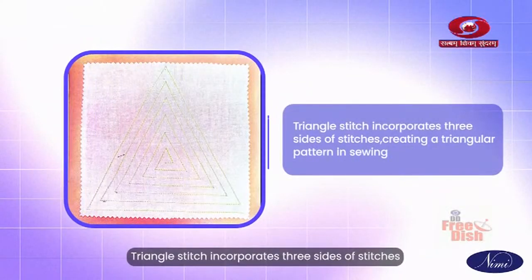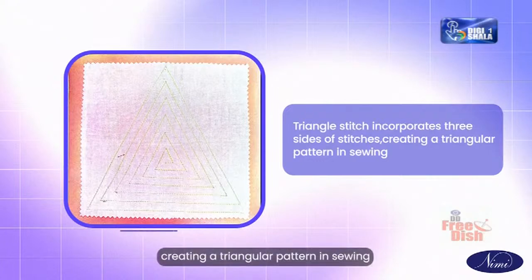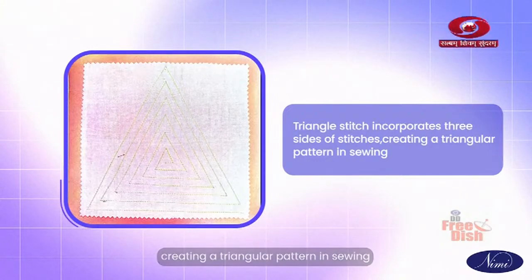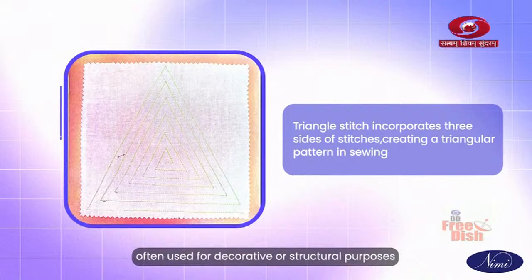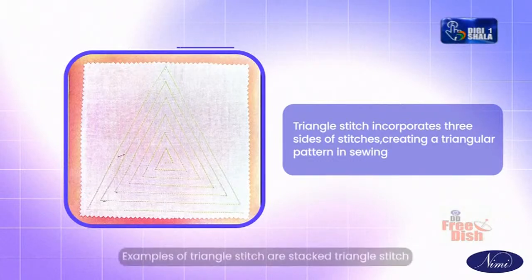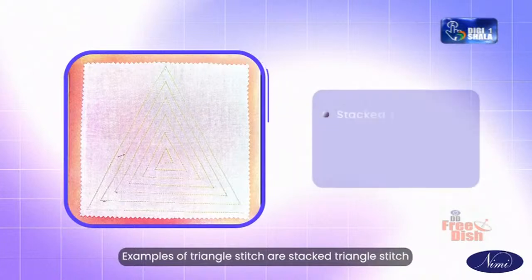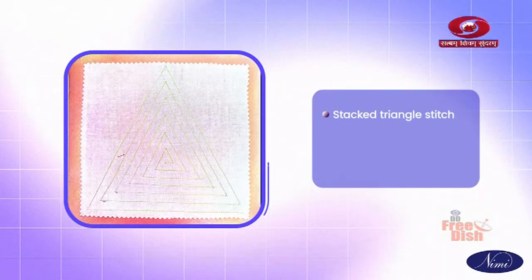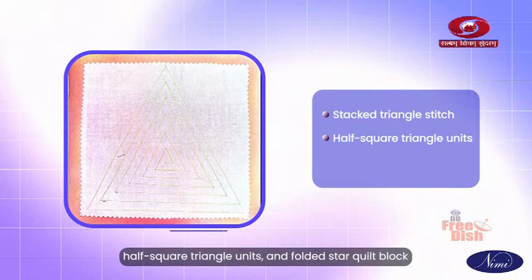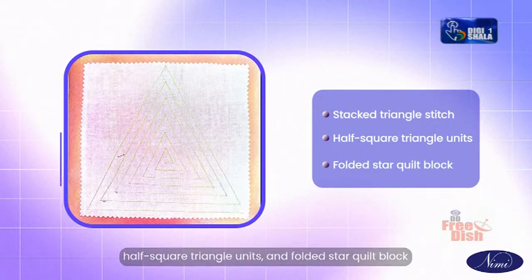Triangle stitch incorporates 3 sides of stitches, creating a triangular pattern in sewing, often used for decorative or structural purposes. Examples of triangle stitch are stacked triangle stitch, half square triangle units, and folded star quilt block.